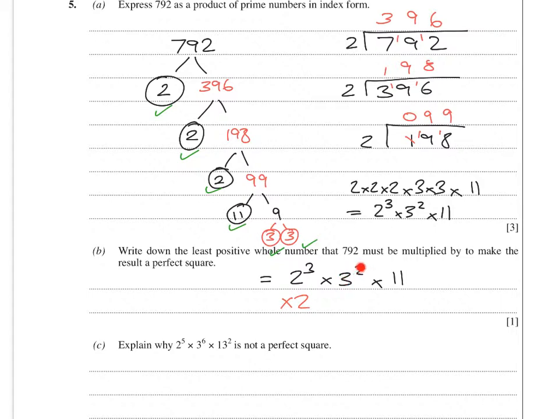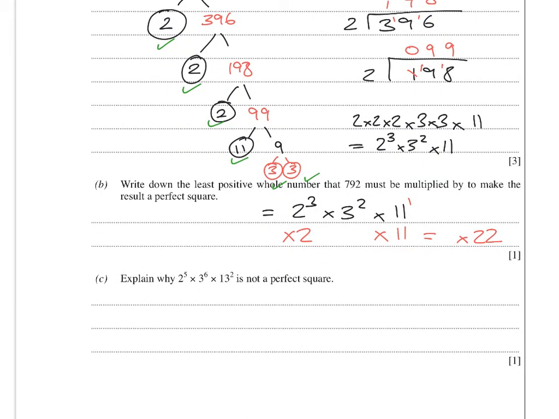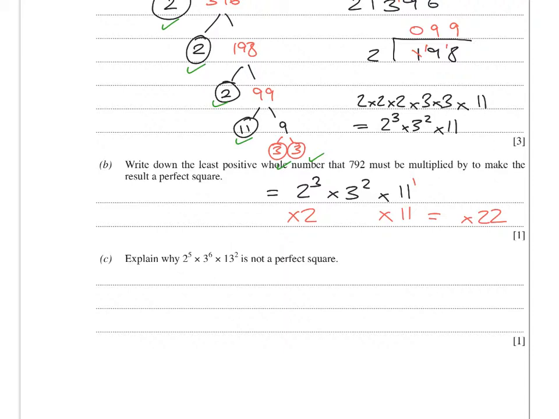Forget the number, just the power. That 2 is even, so that's fine. I don't need to times by that. And then this 11 is really to the power of 1. So that is also an odd power, so I need to also times by 11. So I need to multiply by 2 then times by 11. And 2 times 11 is 22, so I need to multiply that by 22. This answer here is literally just a 1 marker. You'll get it or you won't.